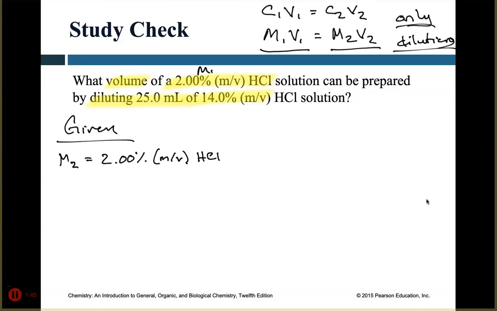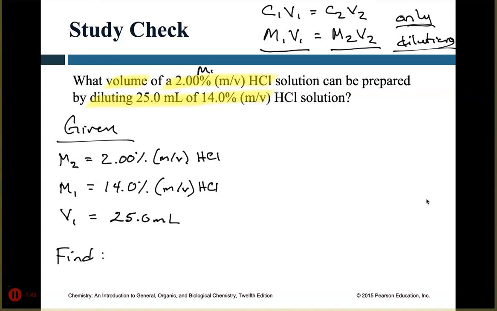So it's saying my initial concentration, I can use C1 or M1 again, started at 14% mass per volume. And good, we're still in the same compound of HCl, except that initial amount I started with was 25 milliliters. So it's asking us to find, effectively, V2, because that's going to be the volume of this 2% solution. It's just going to happen to be in units of mL.